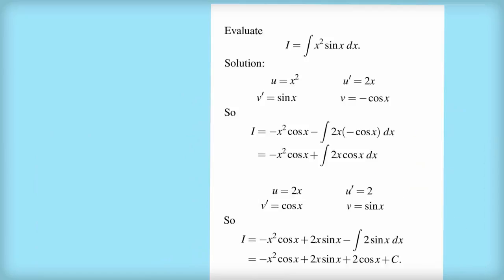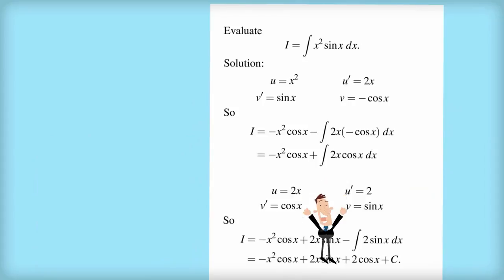So here we let u equal 2x, and we take the derivative of that, we get u dash equals 2. That means that the other part of the integrand, cos x, we'll label as v dash, the derivative of v, which means that v equals sine of x over here. So now we can finish off the problem.